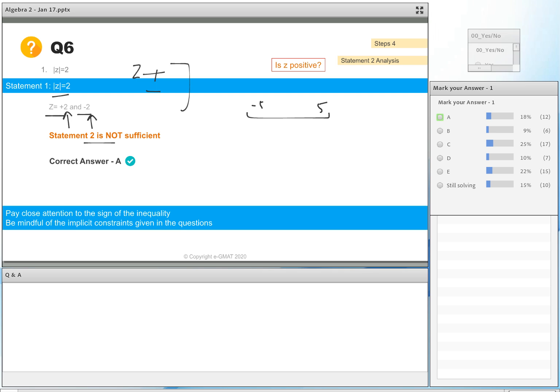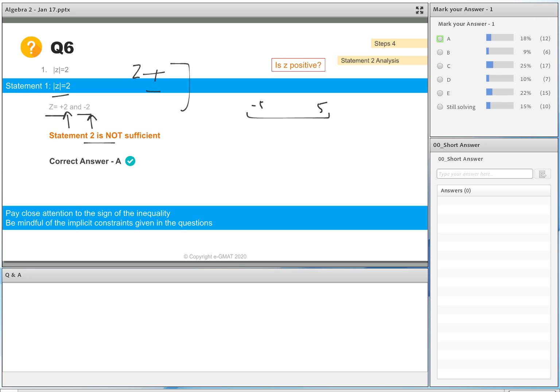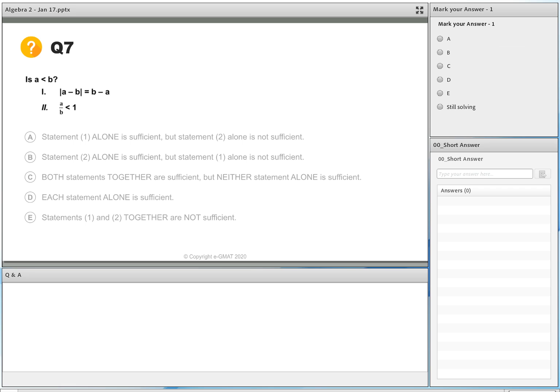Let me hide the yes/no poll over here, and also clear all the answers from this poll. All right, let me reopen the poll. I want all of you to mark as still solving. Let's move on to question number 7, which again is a very nice question, the second DS question that we will be solving today. Let's move ahead to question number 7 here on your screen.